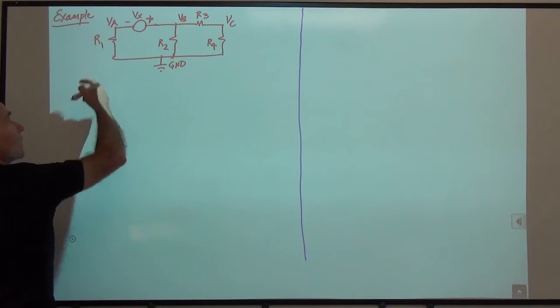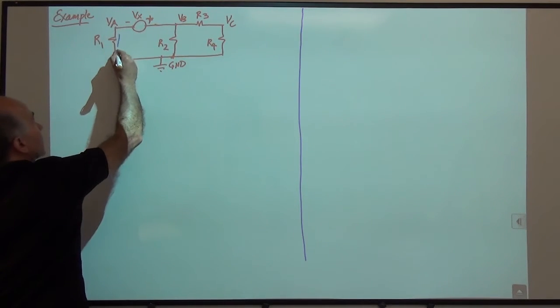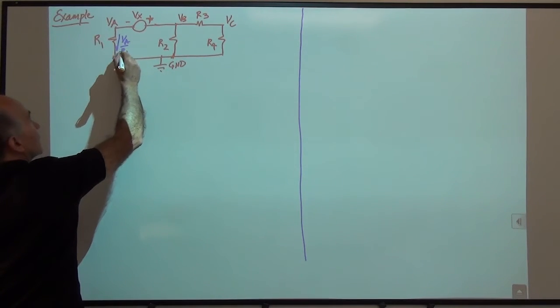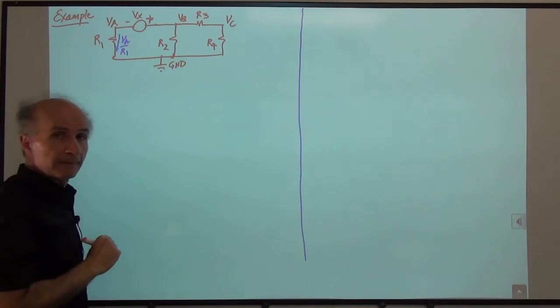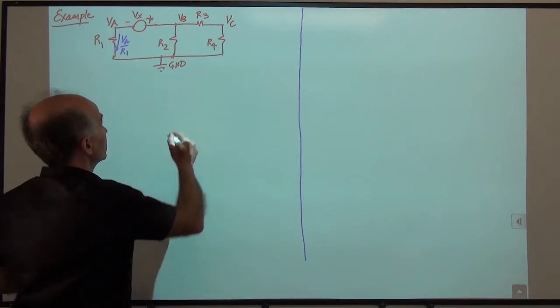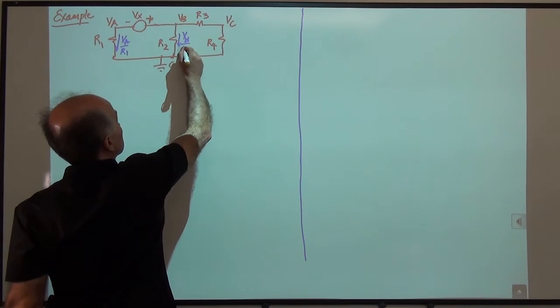Okay, how much is the current through R1? Well, this voltage minus this voltage divided by R1, right? So that's VA over R1. That's great. How much is the current through R2? This voltage minus this voltage divided by R2, so VB over R2.